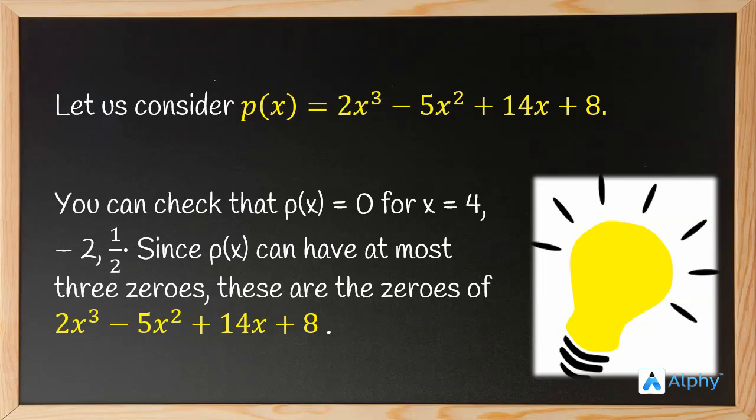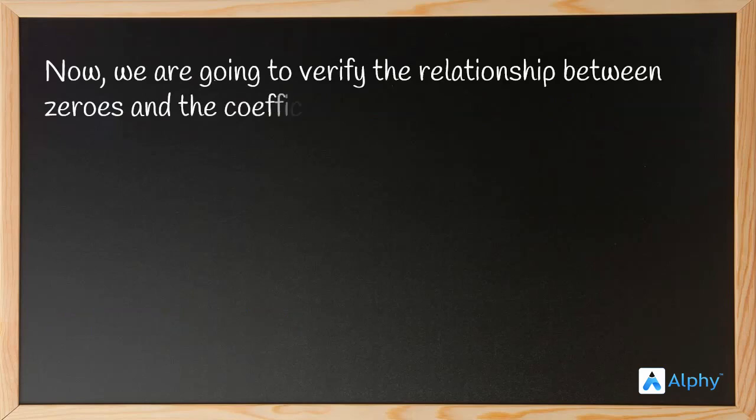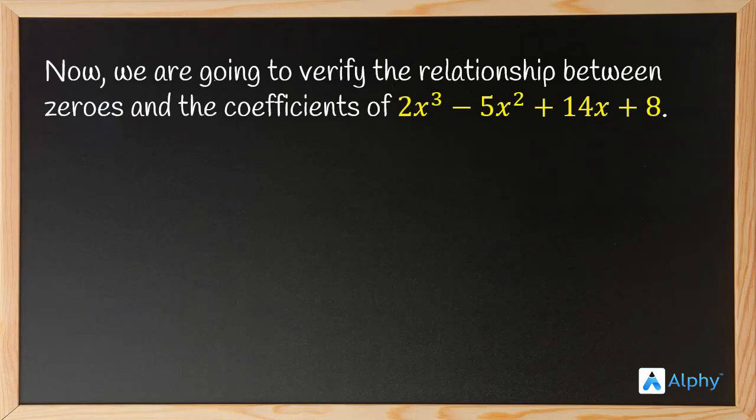So this was a brief about how you can factorize the polynomial, but today we are actually not going to factorize it. We are just going to take a look at the zeros and the relationship that they have with the coefficients. Now we are going to verify the relationship between zeros and the coefficients of 2x cubed minus 5x squared plus 14x plus 8. We are going to check if there is a relationship, and if this happens for cubic polynomials as well.